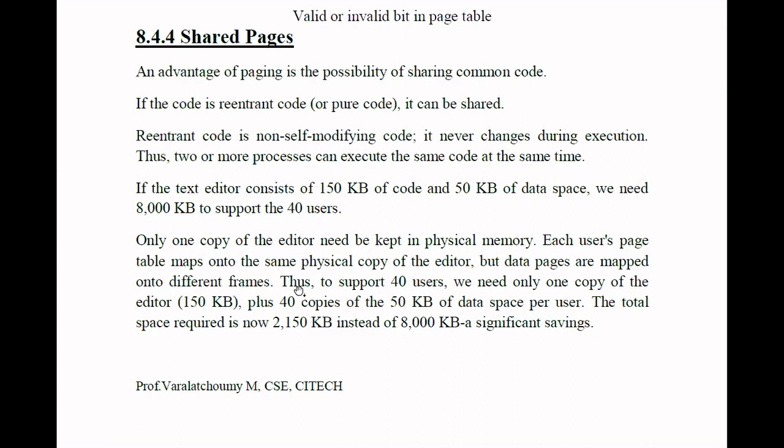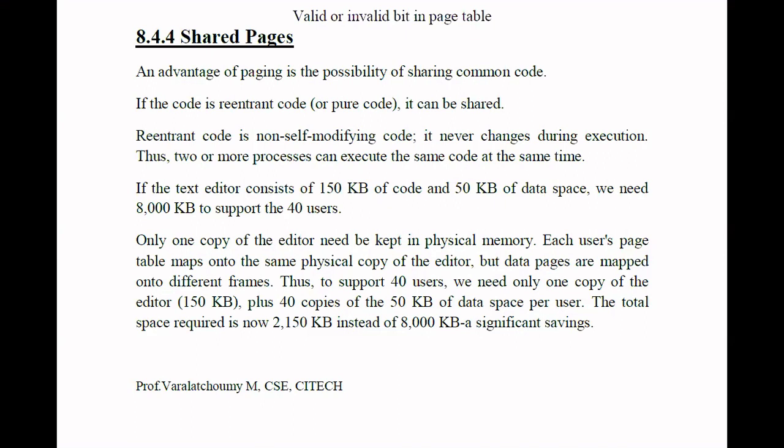Rather than that, we can have one single physical memory location for the text editor, and that can be mapped to all 40 different processes. This is also available in shared pages. Each user's page table maps onto the same physical copy of the editor, but data pages are mapped onto different frames. Individual data pages, whose values will be changed, the data stored by the users, can be mapped to different frames. But the basic stuff related to the text editor need not be redundant.